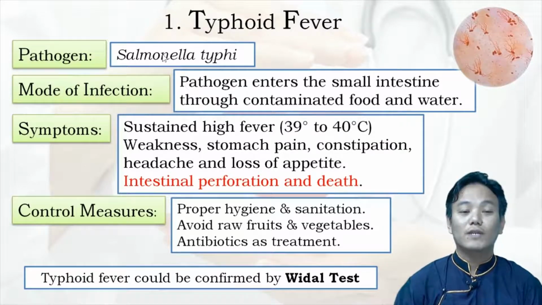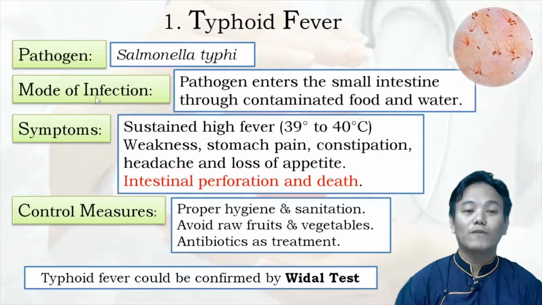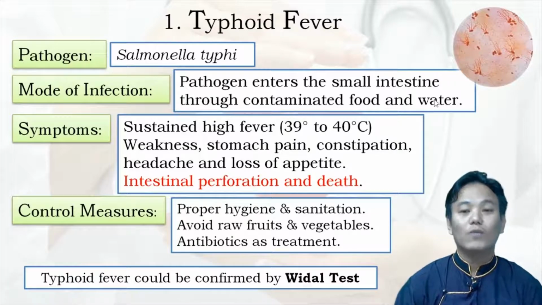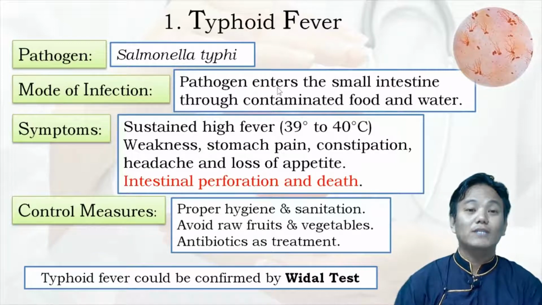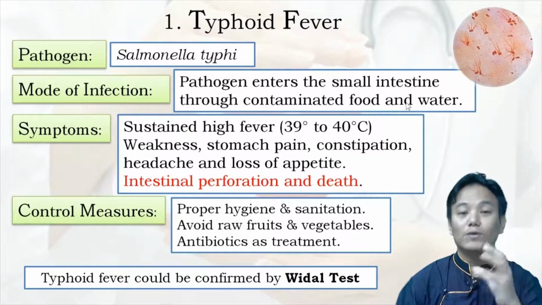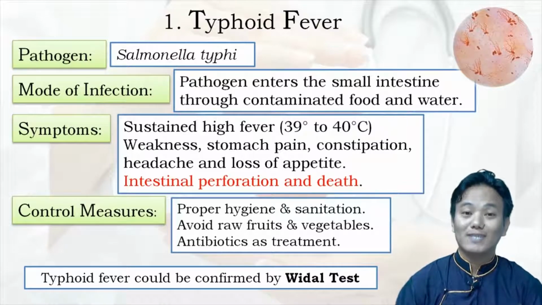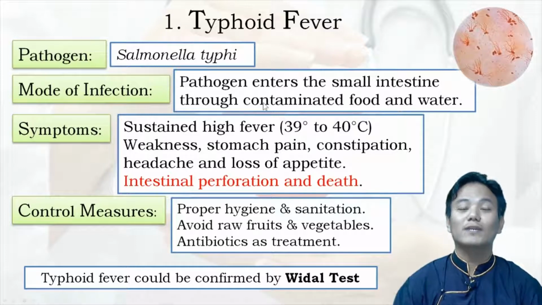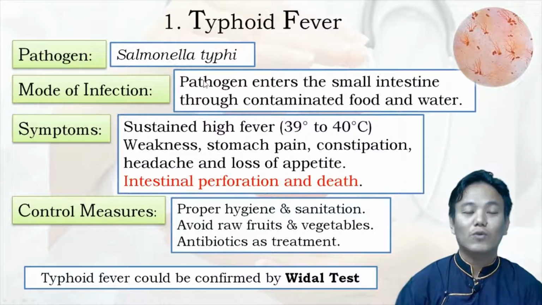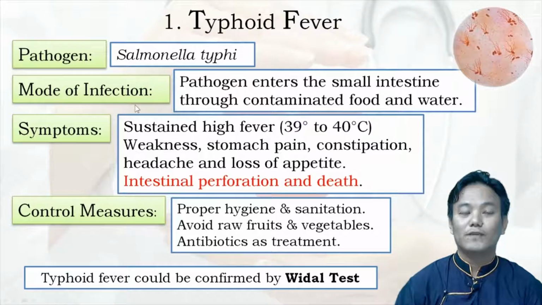So how does the Salmonella typhi bacteria spread from human to human? The mode of infection is that the pathogen enters the small intestine through contaminated food and water. It enters through our mouth, somehow survives the low pH or acidic environment of the stomach, and then goes into the intestine where it causes infection. So that is the mode of infection of Salmonella typhi.